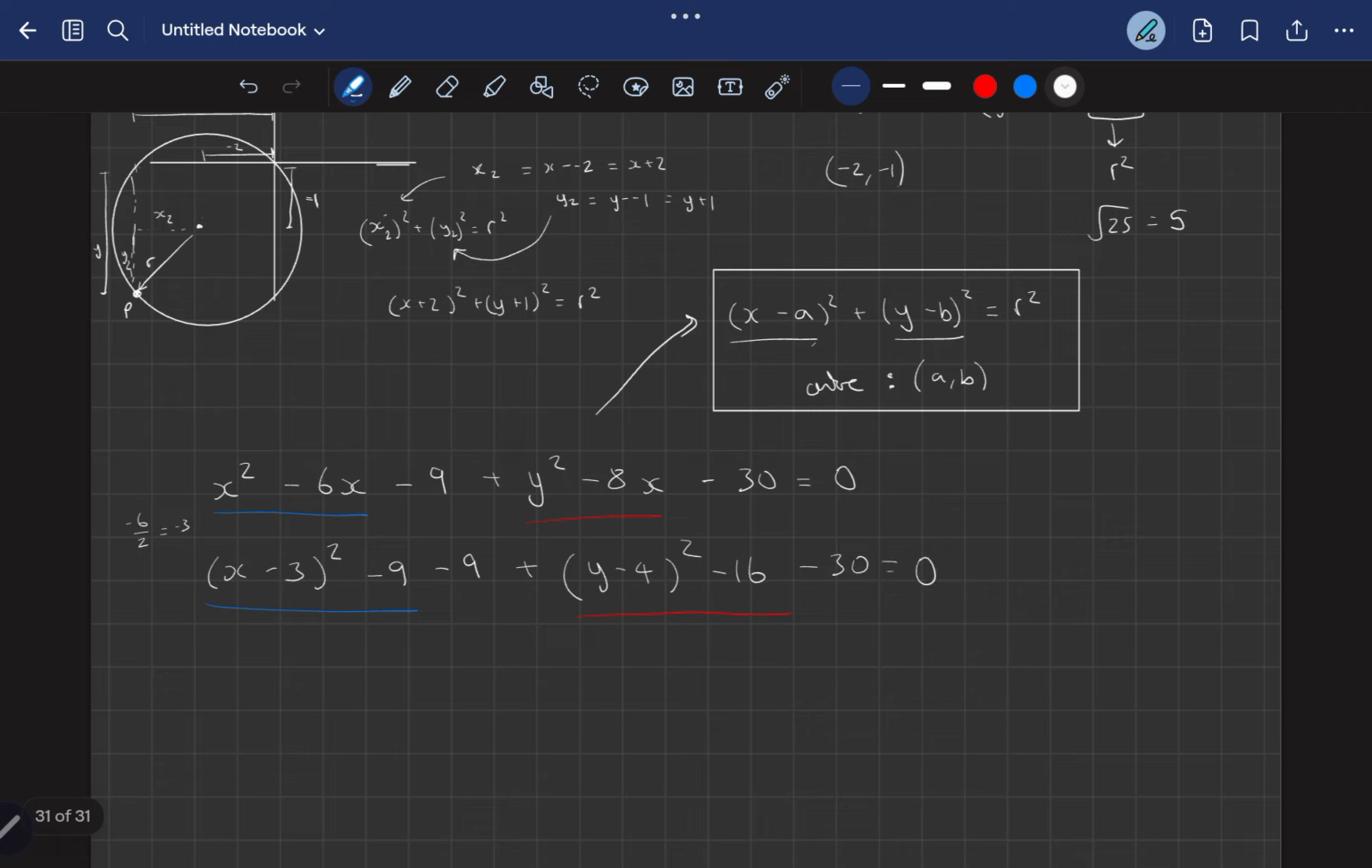Now, I've got something that looks a little bit similar to this, however, we want a value of r squared on the other side. So you can just add up all the minuses and send it over. x minus 3 squared plus y minus 4 squared is equal to 9 plus 9 plus 16 plus 30, which is equal to 18 plus 16 plus 30, which is 34, which is 64.